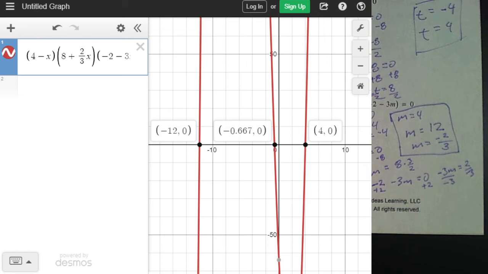When we end up doing the solution, you can see that our solutions match right up with our graphing of it. So at x equals negative 12, x equals negative 2/3, and x equals 4. So we did it. Great job.